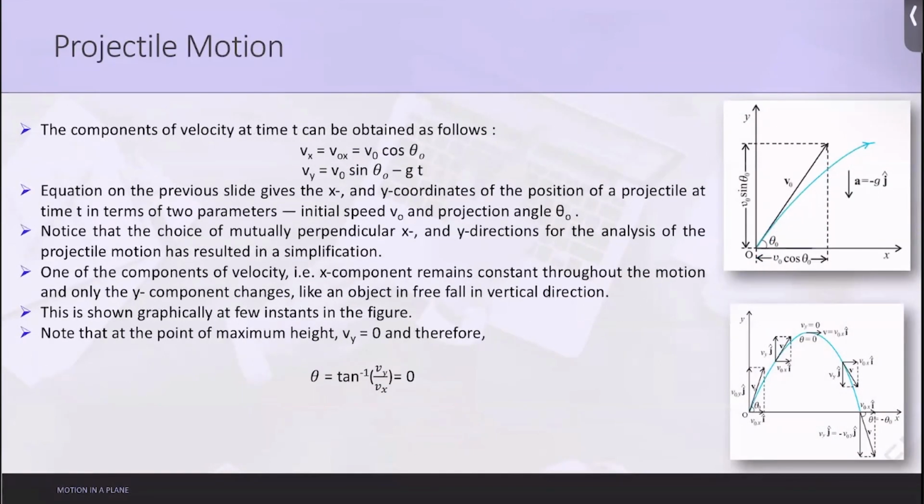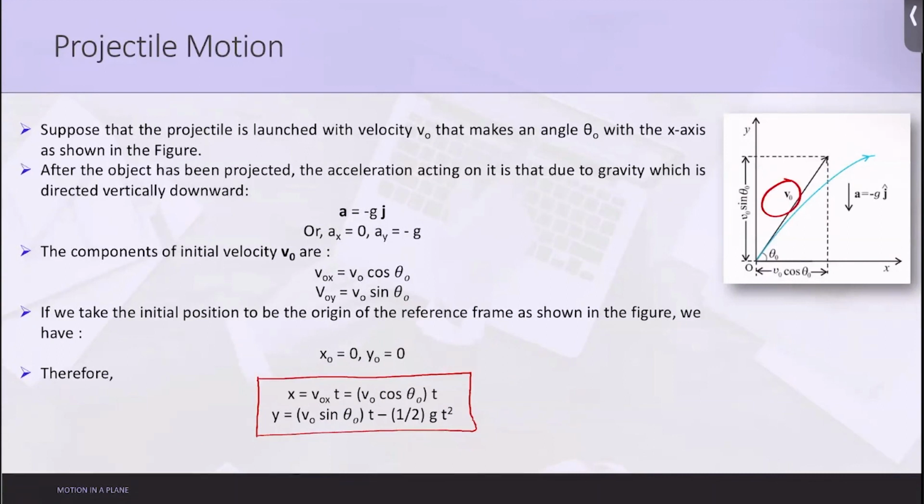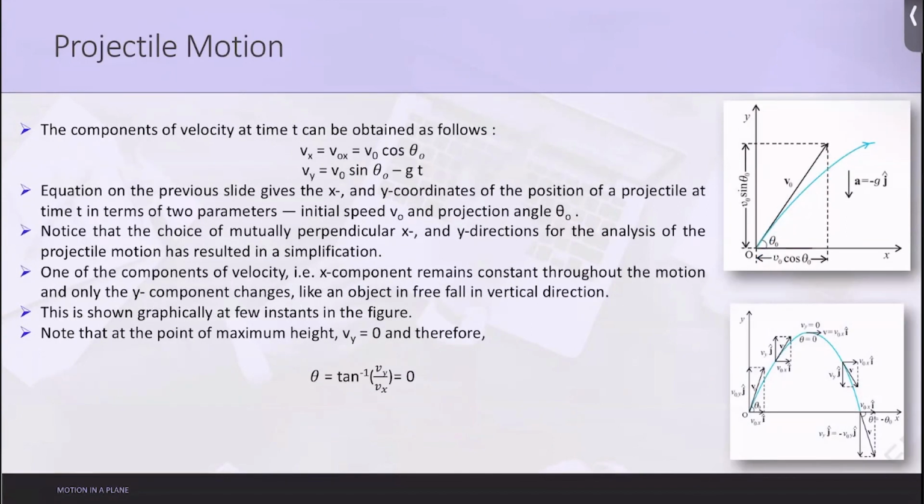Okay, let's move forward. Now, what are the components of velocity at time t? This v naught was the velocity at the initial time, t is equal to 0. So let us try to find out the velocity at some time t. Okay, so how to obtain them?